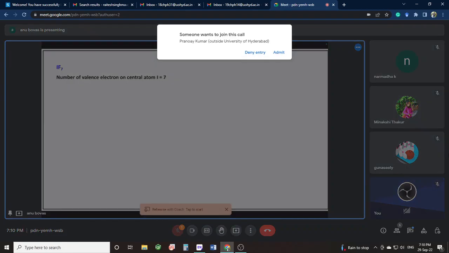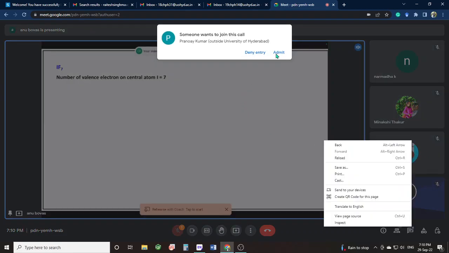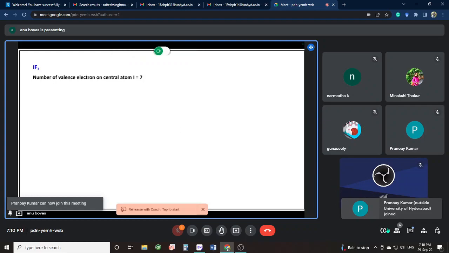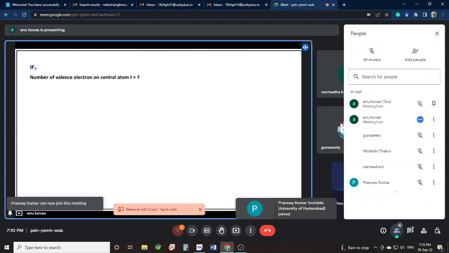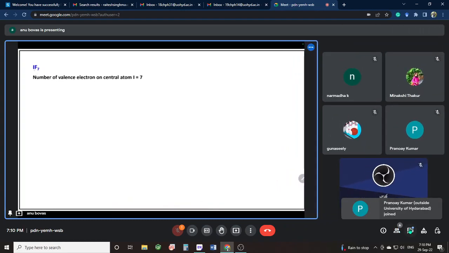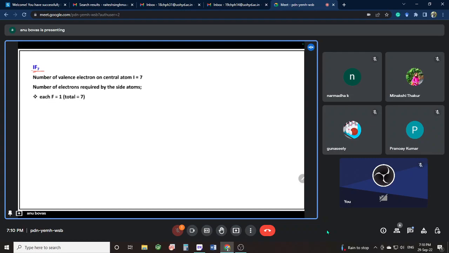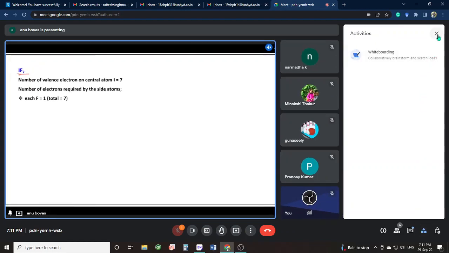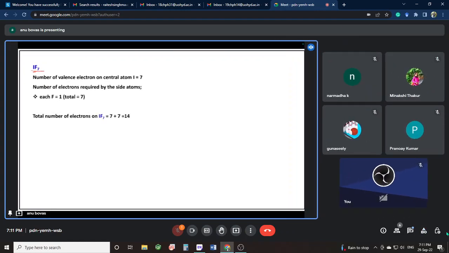Based on this theory, we can first find out the shape of IF7. So how will we find out? For that, we need to find out the total number of electrons or electron pairs. In IF7, the central atom is iodine and it has 7 valence electrons. The side atoms are fluorine, and each fluorine requires 1 electron to complete its octet. Totally 7 fluorine atoms are there, and therefore the total number of electrons on IF7 will be 7 plus 7 equal to 14. Therefore the total electron pairs will be 7.